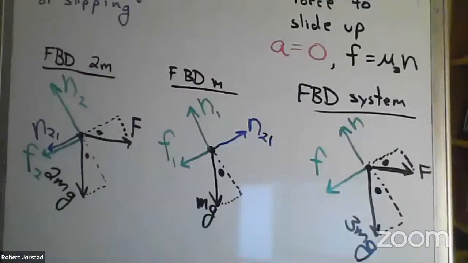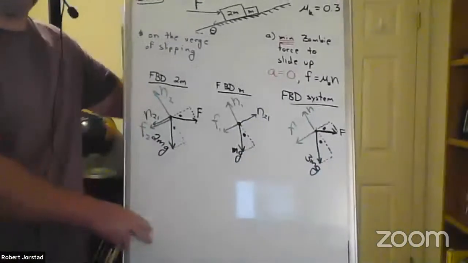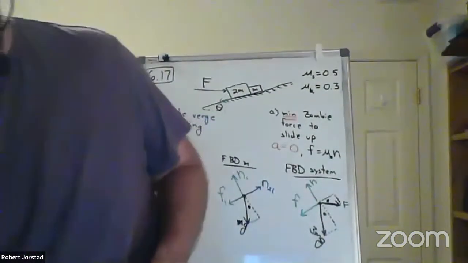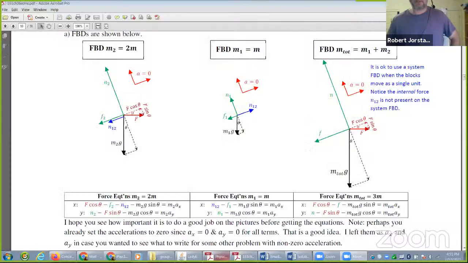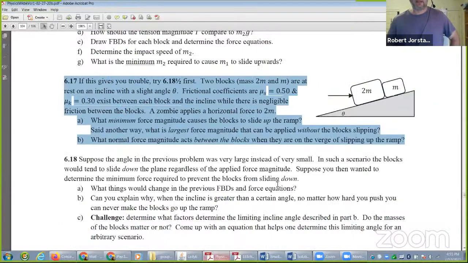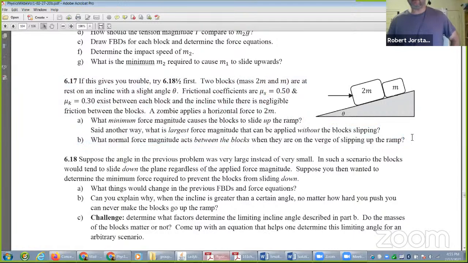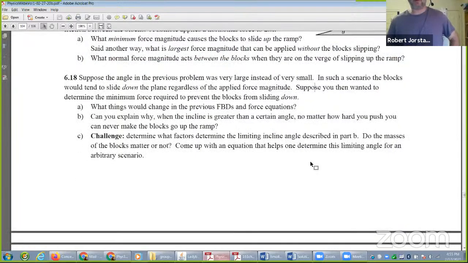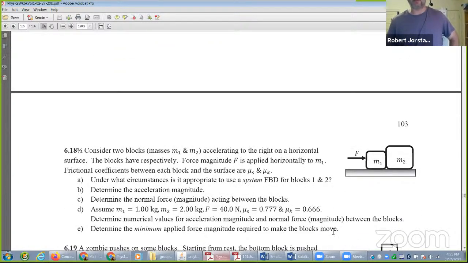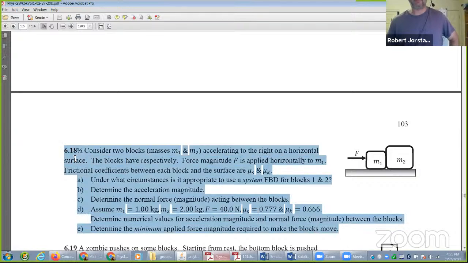So the rest of it's just algebra. You could do that on your own. Okay. And then let's take a look at another one. So that's a pretty good one. Now, if that was really confusing, look at 6.18 and a half. This is the one without the angle. You could try that again.